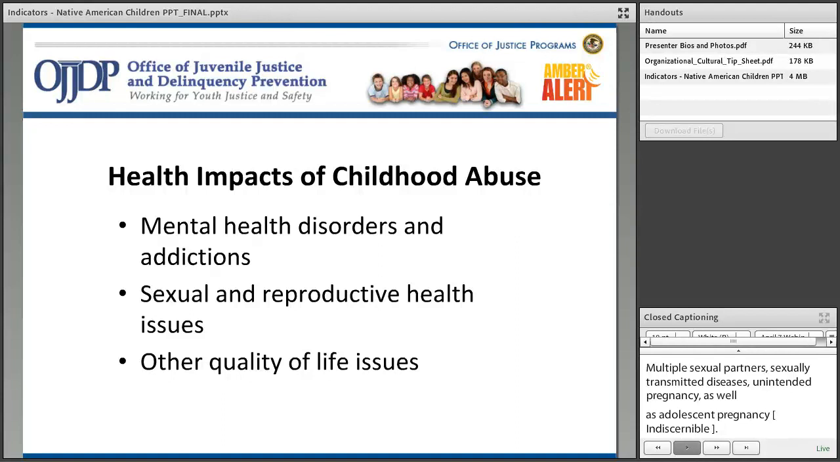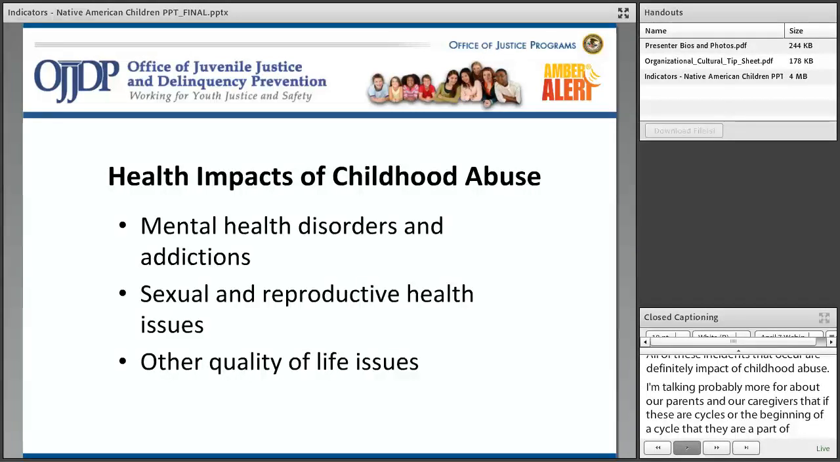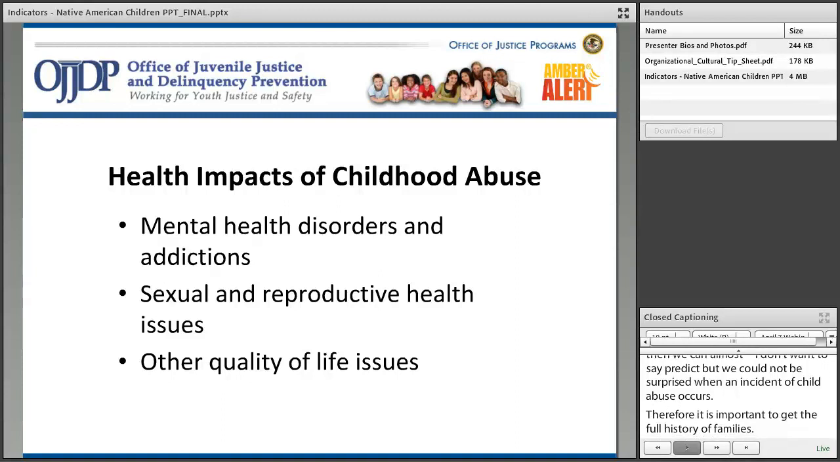And when I'm talking more about our parents and our caregivers, if these are cycles, or the beginning of a cycle that they're a part of, then we can almost, I don't want to say predict, but we could almost not be surprised when an incident of child abuse occurs. Therefore, it is important to get the full history of families, whether you're law enforcement, behavioral health, social services, or even during your forensic interviewing process and your intake process.